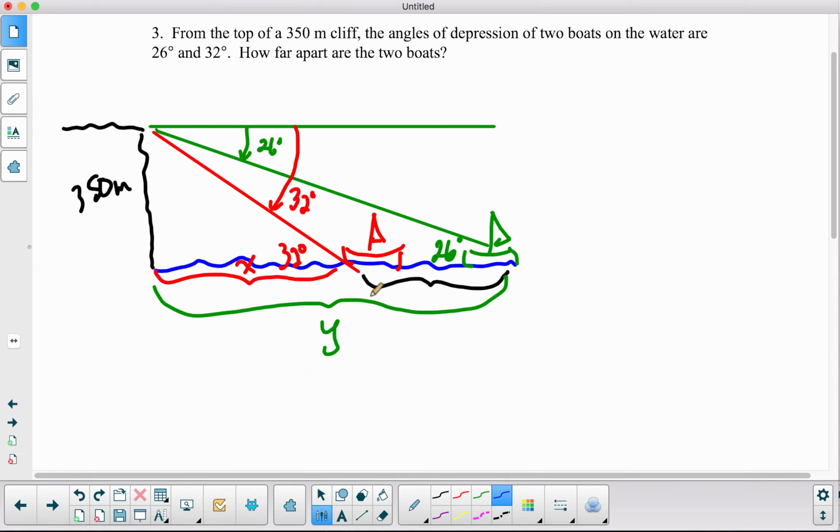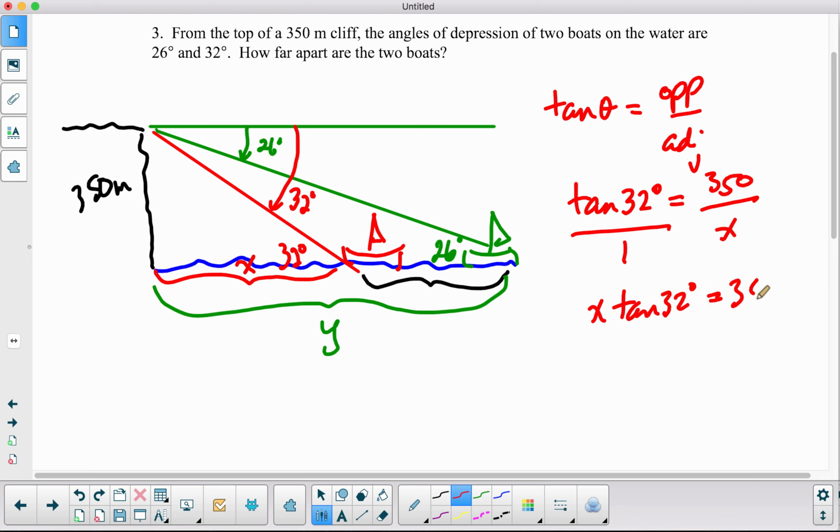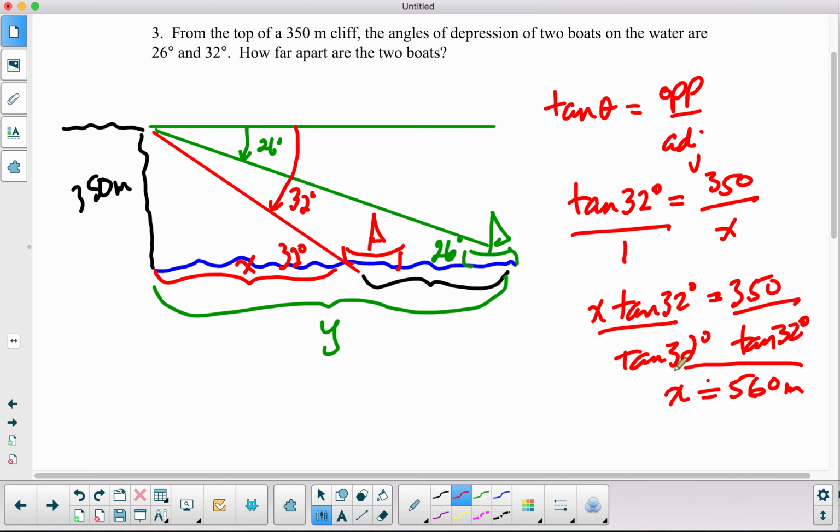Okay, and again we're going to use the tan ratio because we have the opposite side over adjacent. So let's find x first. Okay, this distance x is about 560 meters. Next, let's find y in a very similar way.